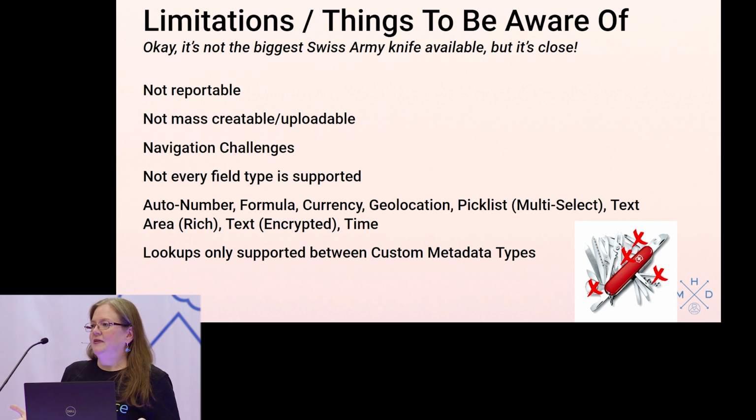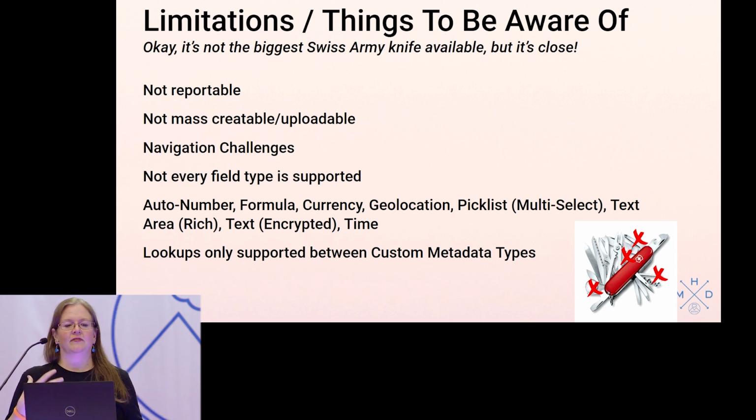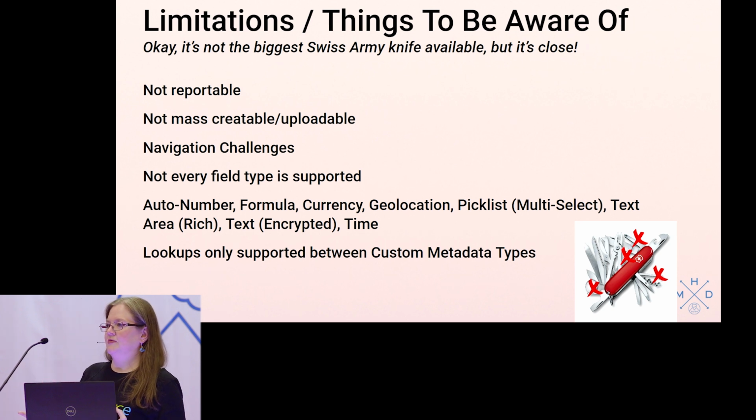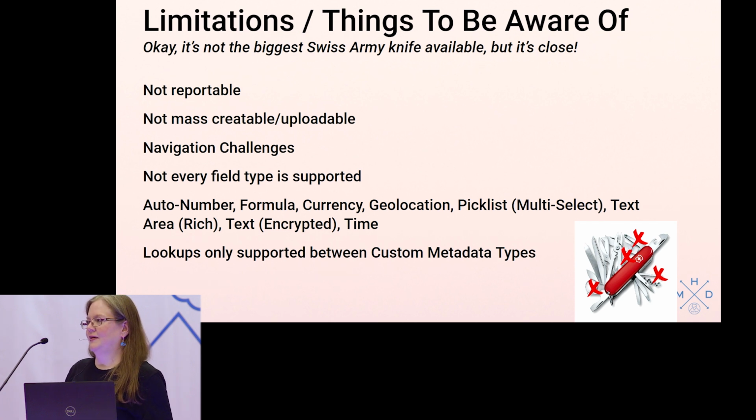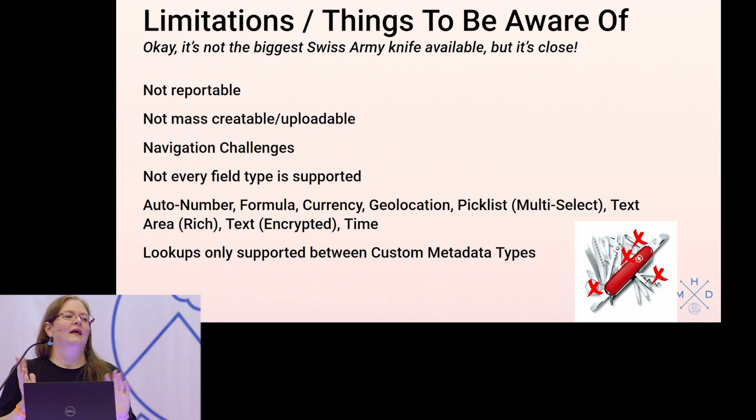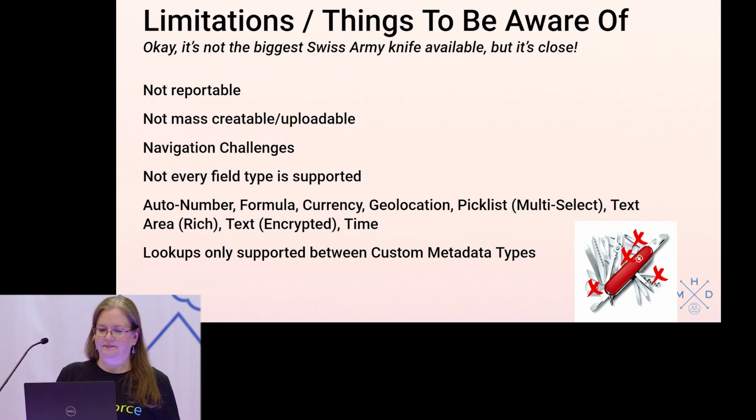It doesn't have every field type that you're used to on custom objects. You've got auto number, formula, currency, geolocation that you can use on custom objects. These are not here in custom metadata. It's very bare bones, shrunk down. The one thing I wish, and I say this in every presentation in case the Salesforce product manager is in the room, I want lookups, just to user at least, but I want lookups, please. Thanks. Because you can only look up to other custom metadata types right now, and what I really, really want is a lookup to a user ID.